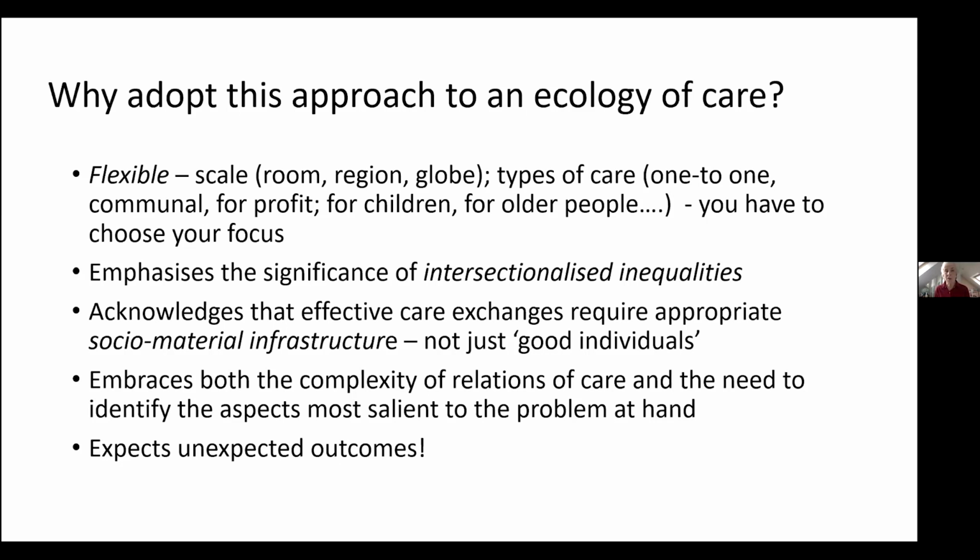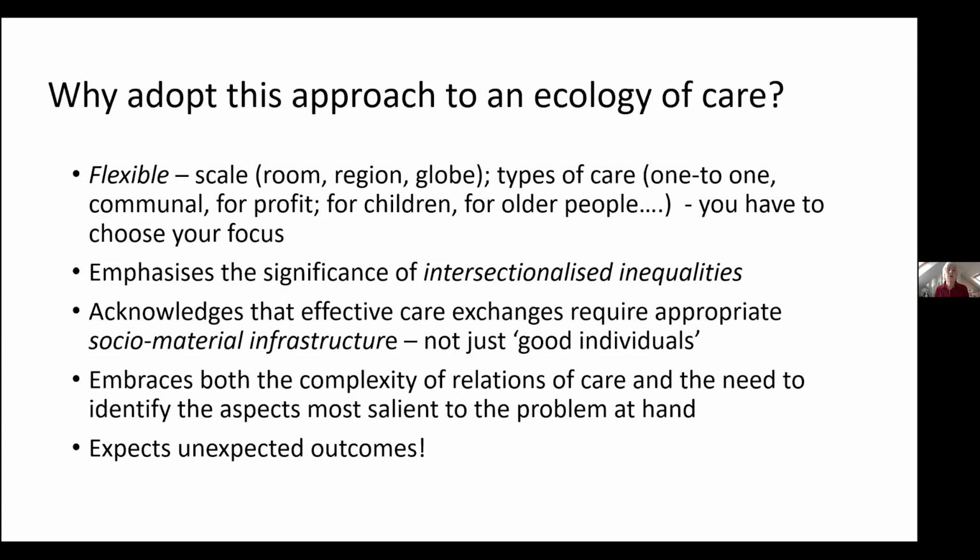It could be the very small scale, for example, the care within a hospital ward or within a nursery, or it might be a very big scale. It might be the provision for, say, children in care in the EU. How is that to look at that sort of system? So it offers you a great deal of flexibility about scale, but also about the types of care that you might be looking at. You choose your focus, and of course the job of any empirical researcher is then to think about what are the relevant infrastructures of care, what are the relevant intersectional inequalities that are important.